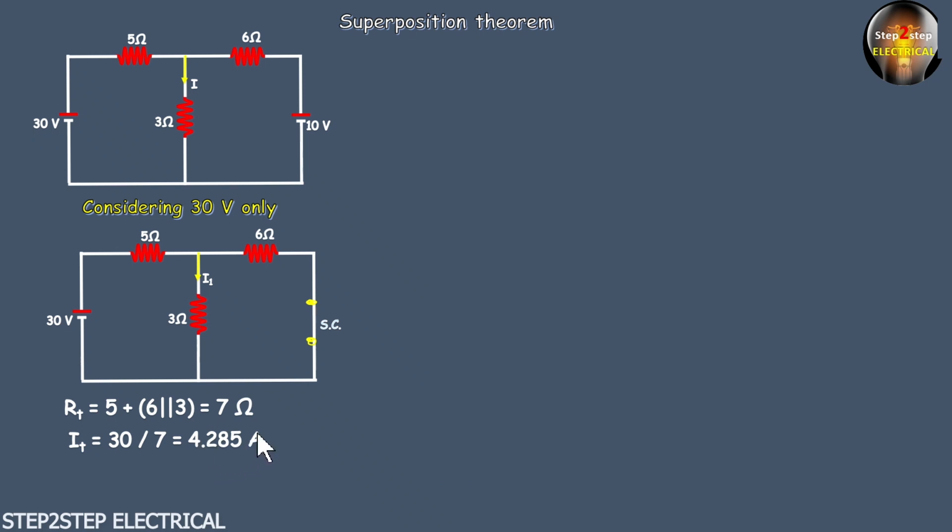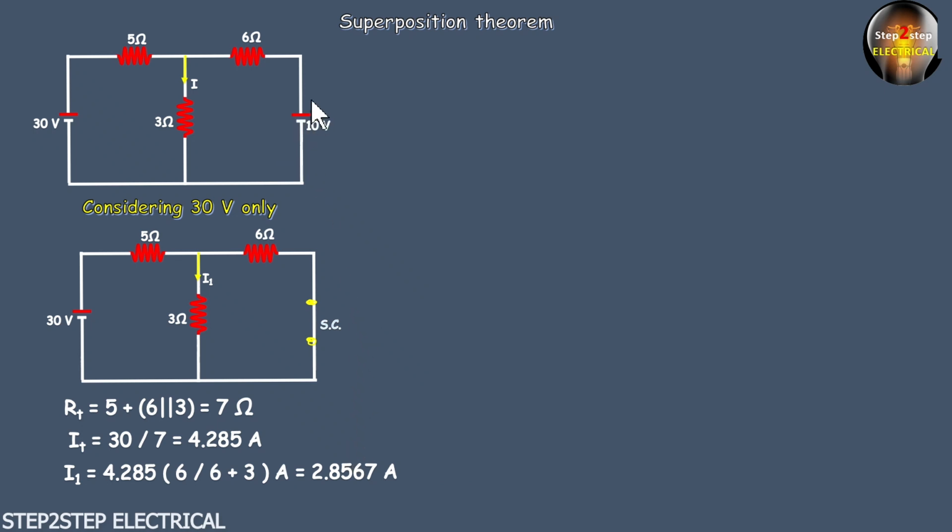After getting this total current, we can easily apply the current division rule and get this branch current. We are not going to find the current through this one. Why? Because our target is to find this current I1, that is the current passing through this 3 ohm. So I1 is how much? The total current into 6 by 6 plus 3, that is going to be 2.8567 ampere. So we have found this current I1, and our first half is completed.